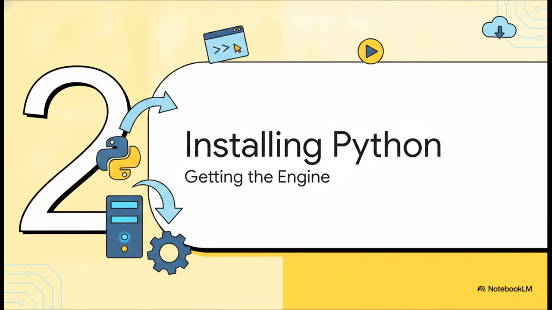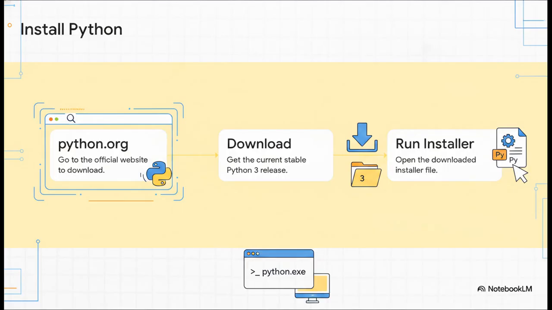Moving right along to section 2, installing Python, getting that engine. Okay, it's time to get our engine downloaded and installed. Now we're focusing mostly on Windows 11 today, but hey, if you're on Mac OS or Linux, the core concepts here are exactly the same. The absolute golden rule for installing any software: only use official websites, period. So open up your browser and head over to python.org.